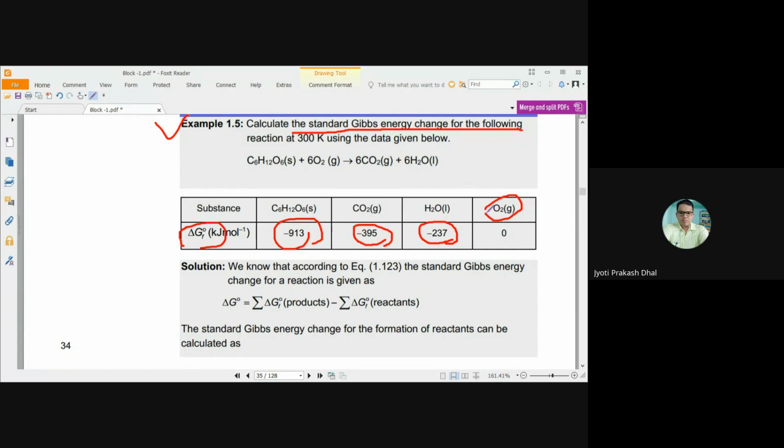So here O2 is a molecule formed by similar type of single atoms. This is the oxygen molecule, so this is one element. The del G F naught of an element is always considered to be 0.